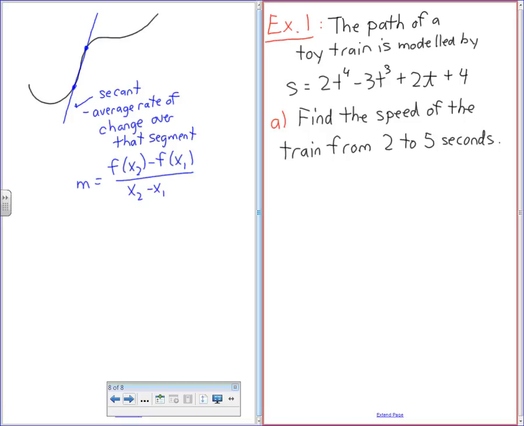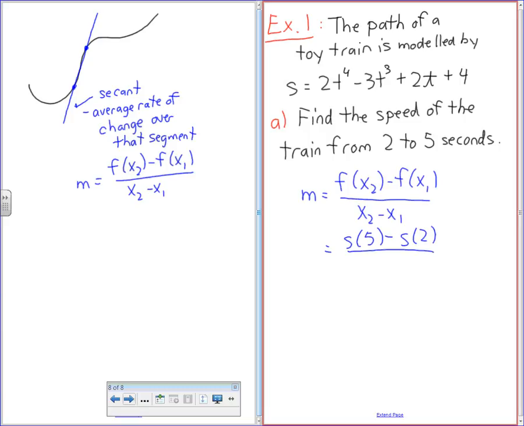Can someone be brave and look back to the previous board or from your brain, and tell me how you find the equation of slope from that line. What's the general equation for slope going to be in advanced functions for a secant? In this case, I'm going to use S of 5 minus S of 2, all over 5 minus 2.